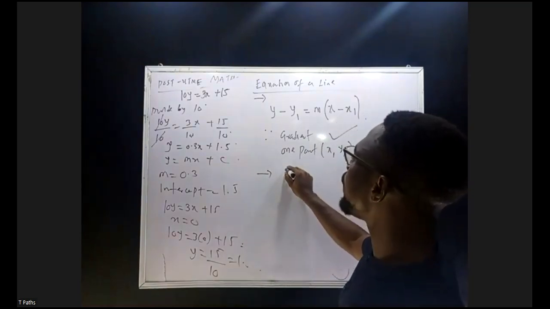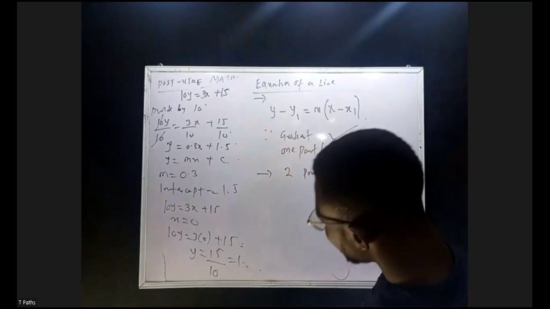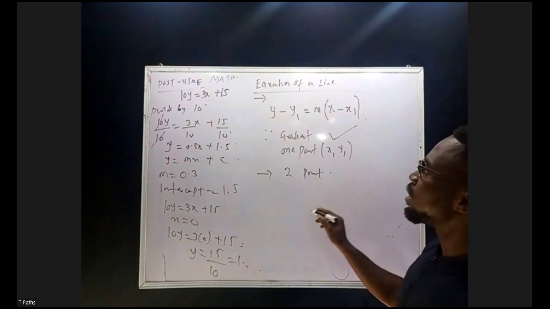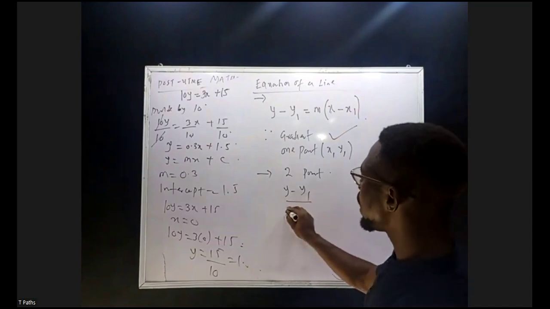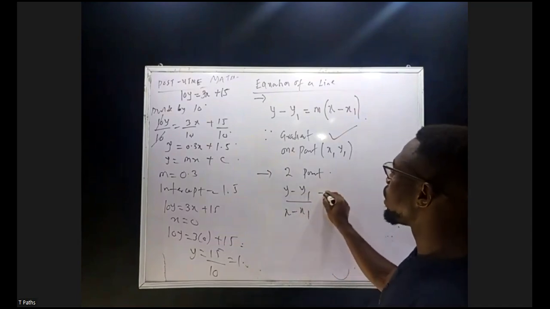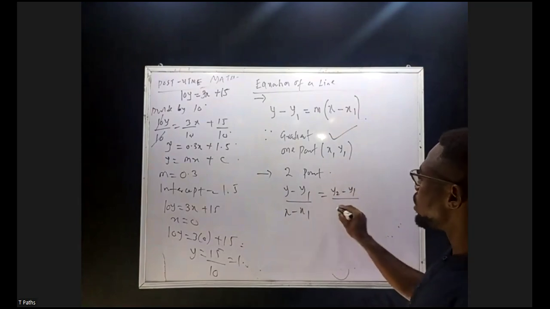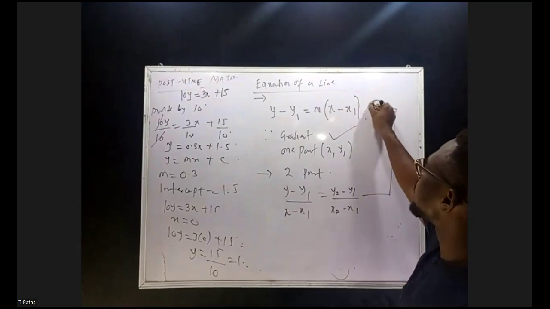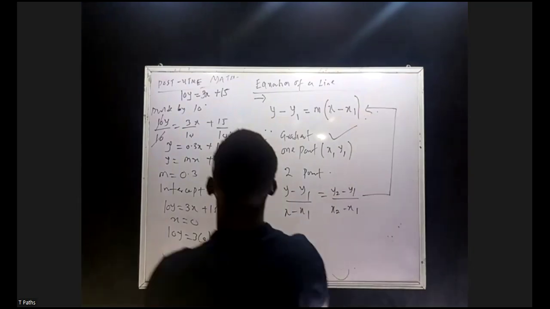If I do not give you the gradient and I give you 2 points, what will now be the formula? y minus y1 divided by x minus x1 equals y2 minus y1 divided by x2 minus x1. Now, you see this formula? I get it from here. How did I get it?